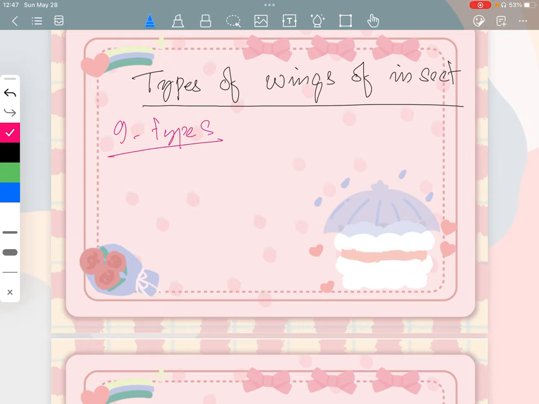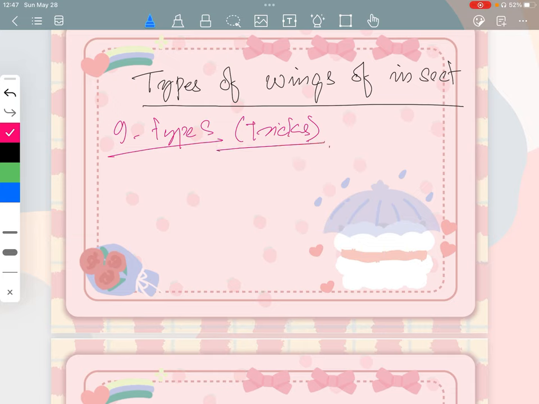Those are fissure wings, scaly types of wings, halteres types of wings, pseudo halteres types of wings, fringe type of wings, tegmina types of wings, hemelytra types of wings, elytra types of wings, and membranous types of wings. Different insects have got different types of wings. So we'll be learning how to remember this. We'll be learning tricks.